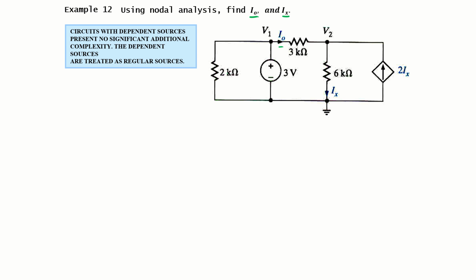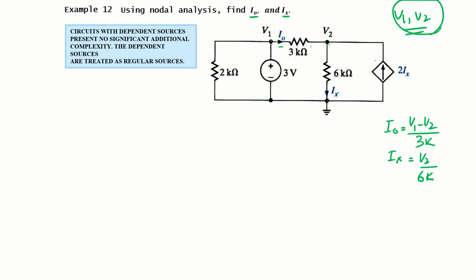So if we write the desired value equation for this one, I naught is basically the current through 3 kilo ohm. What will be that? This voltage minus this voltage, right? So V1 minus V2 divided by 3k. And Ix is basically the current through 6 kilo ohm, that is V2 minus 0 divided by 6k. So in other words, if we find the value of V1 and V2, we can find I naught and Ix. So this is the purpose of the nodal analysis.